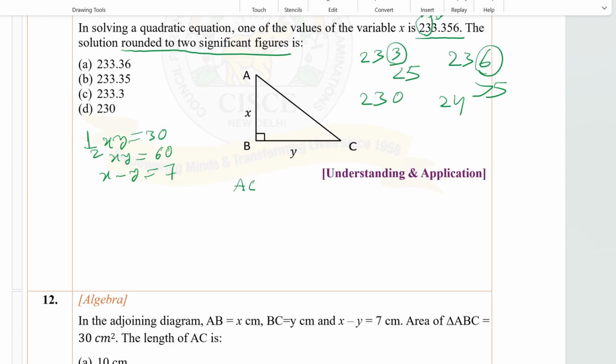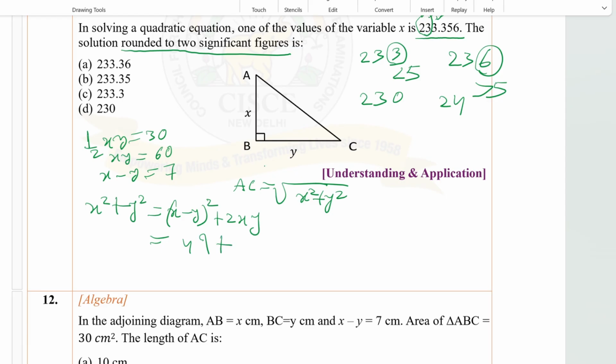AC is root over of x square plus y square. So we have to find x square plus y square. x square plus y square equal to (x minus y) whole square plus 2xy. This is x square plus y square minus 2xy plus 2xy, the 2xy cancels. So x square plus y square is 7 square, which is 49, plus 2xy, which is 2 into 60, 120. This is 169, and its root is equal to 13 centimeter.